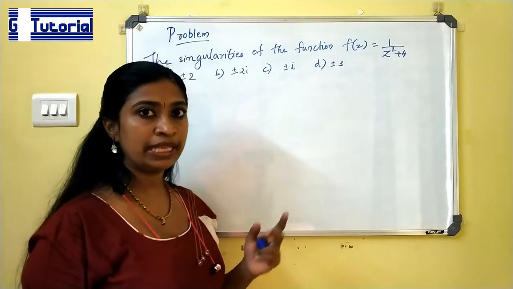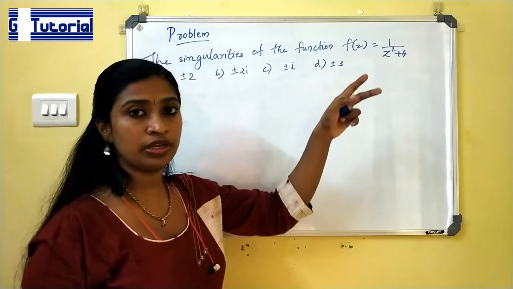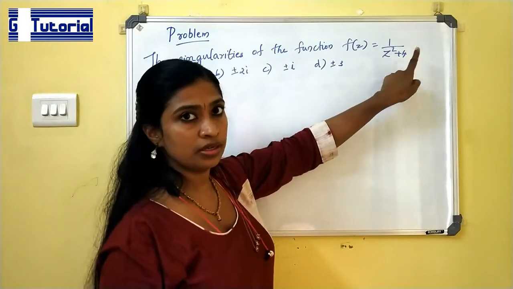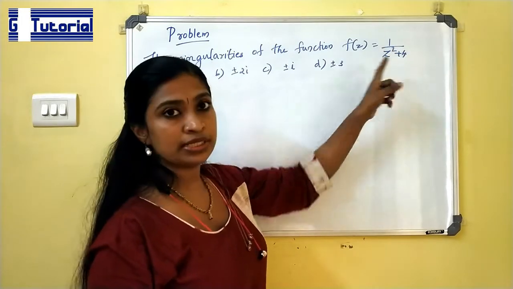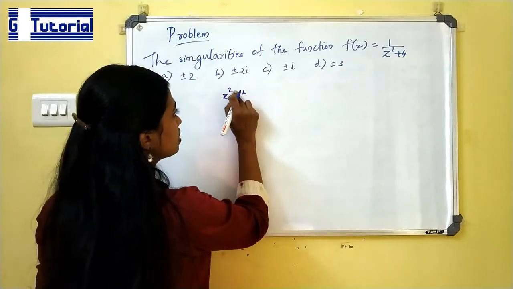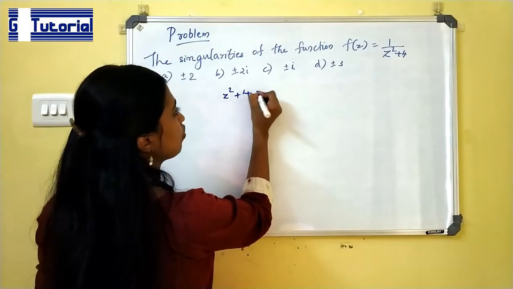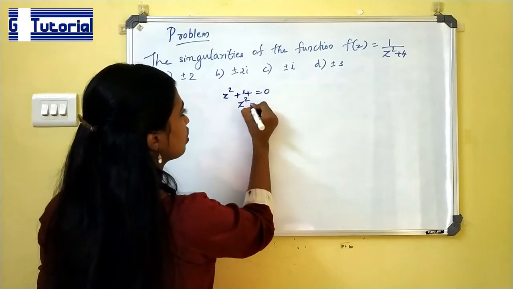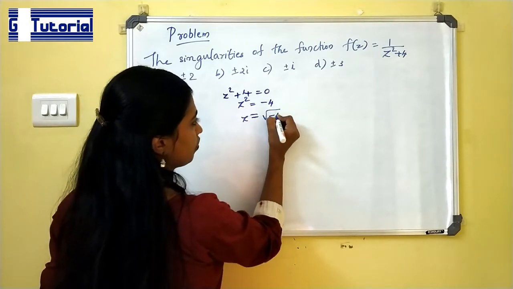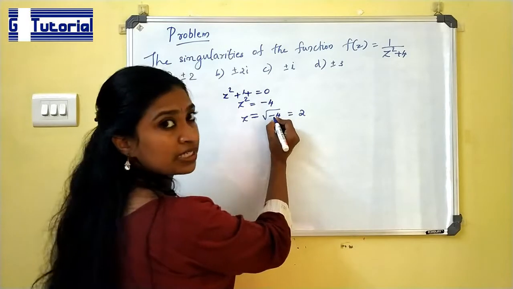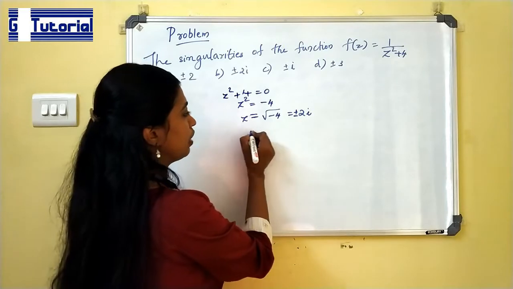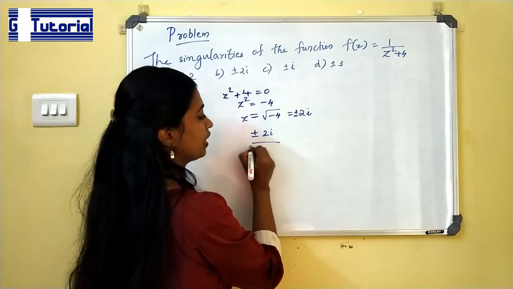We have to find for what value of z the limit of this function tends to infinity. That is the denominator term. When the denominator tends to 0, the limit tends to infinity. So what we have to do is just equate the denominator to 0. Z square plus 4 is equal to 0. That is, z square is equal to minus 4, or z is equal to root of minus 4, or 2 times root of minus 1, and root of minus 1 is i. Plus or minus 2i. The singularity or pole is plus or minus 2i, which is the required answer.